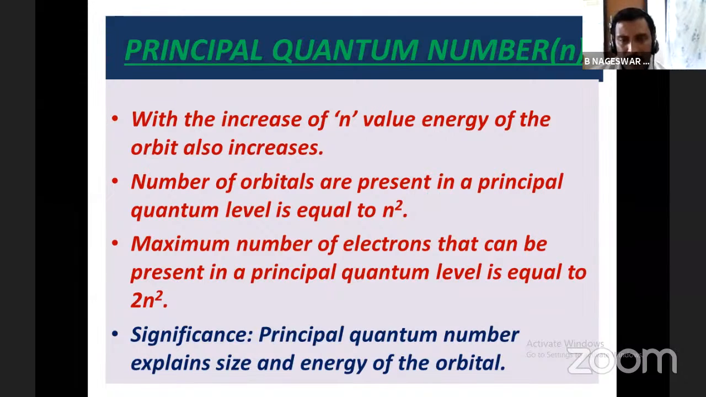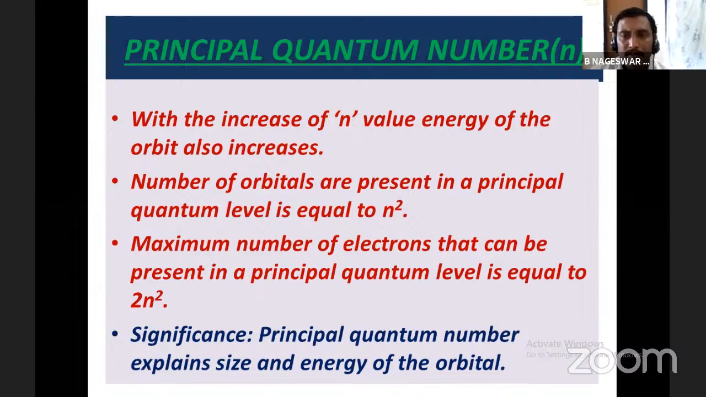First shell we are taking. Okay. We have a doubt. How many orbitals are present in a first shell? To know that easily, we can understand by using n square. Here n is the principal quantum number. n is equal to 1, 2, 3 and so on.